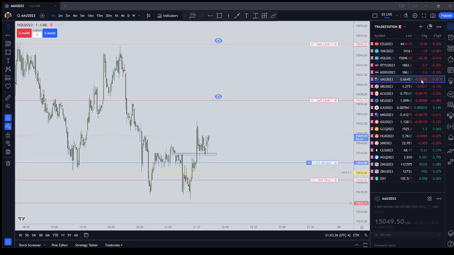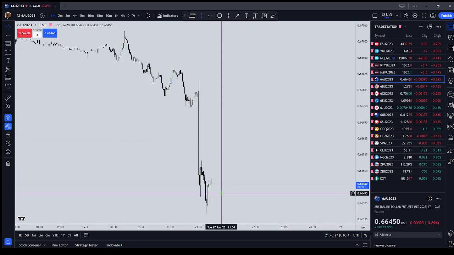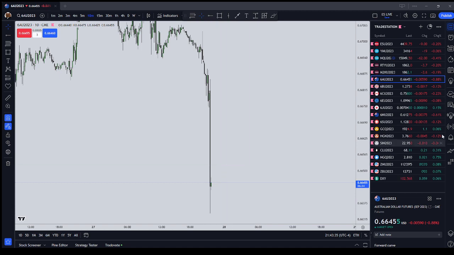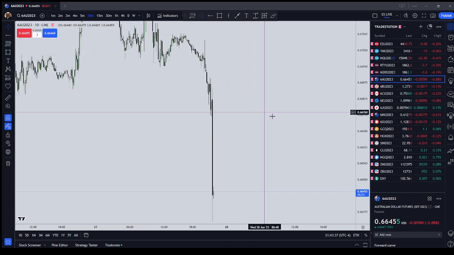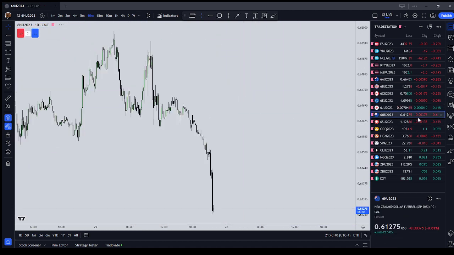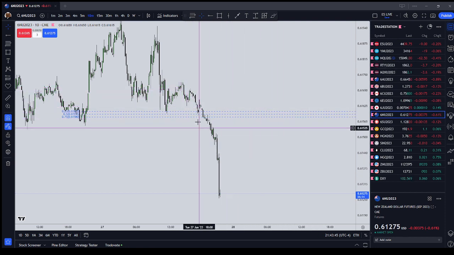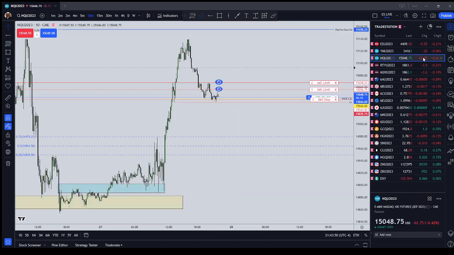And it could have been the Australian dollar. Obviously, Australian dollar was an option. I missed the Australian dollar, I'm not going to lie to you. Australian dollar was another option. New Zealand dollar was another option. I missed it. Okay, I missed it. By the time I was looking at this chart, I was already babying, already micromanaging this Nasdaq trade.